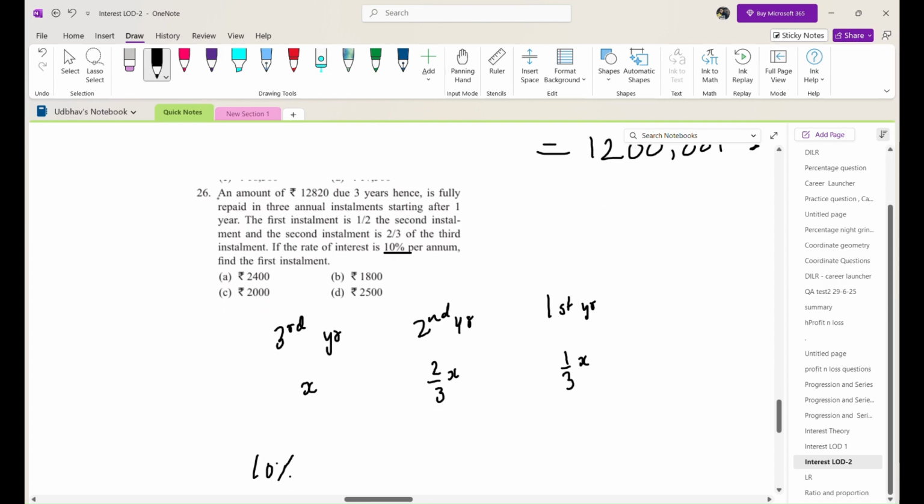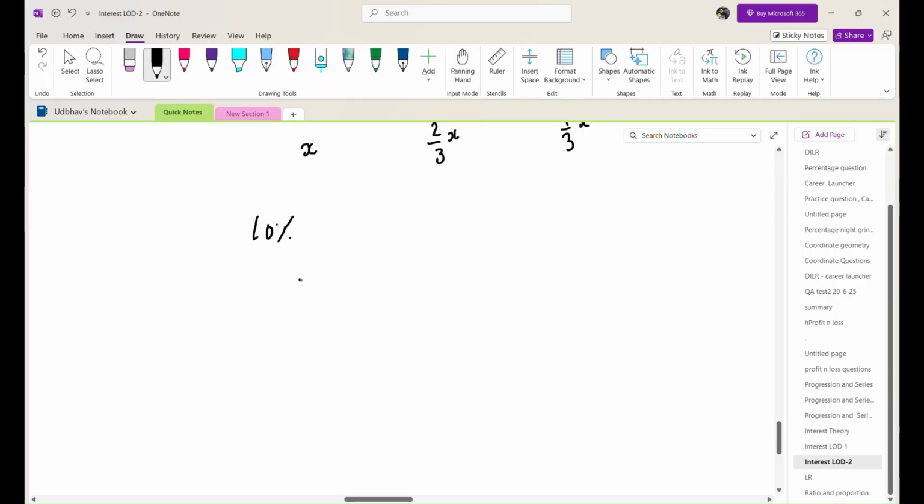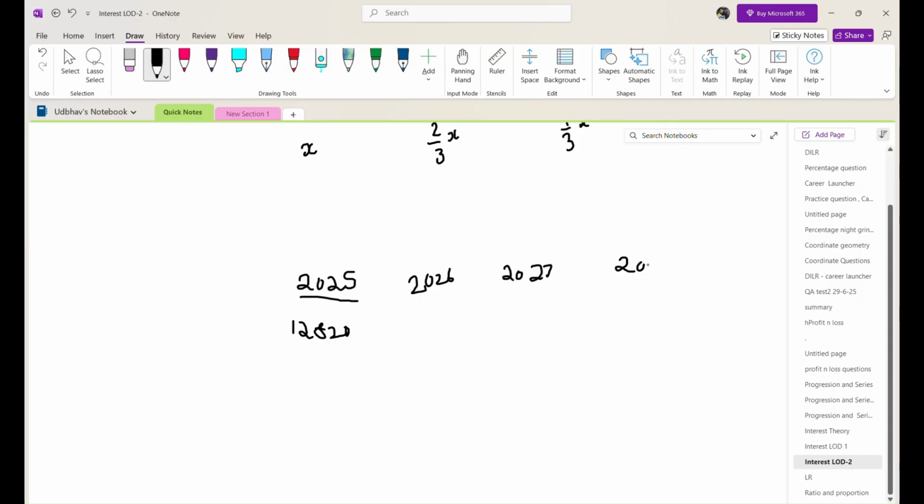There is one more thing given here. An amount of 12820 due 3 years. What does it mean by due 3 years? It means that, let's say I borrowed in 2025. I borrowed 12820 in 2025. So next year is 2026. This is the first year, this is the second year, the third year is 2027, and then it is 2028.